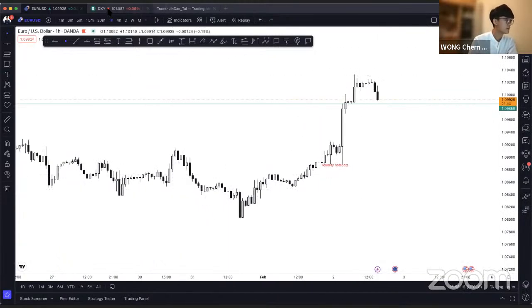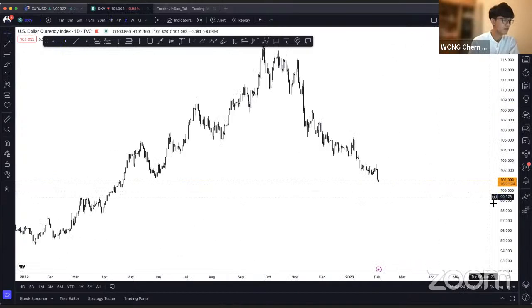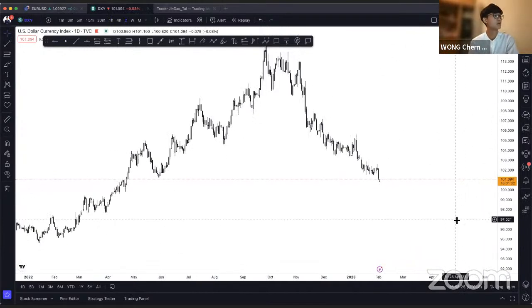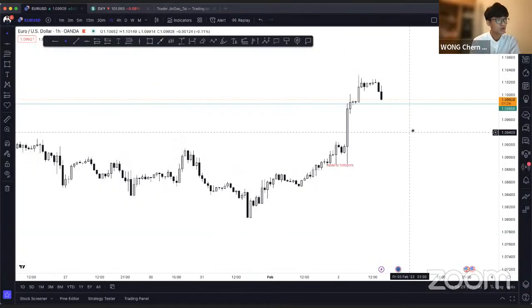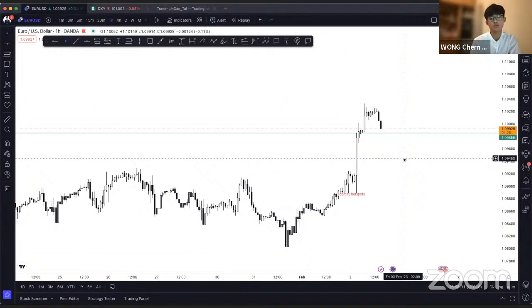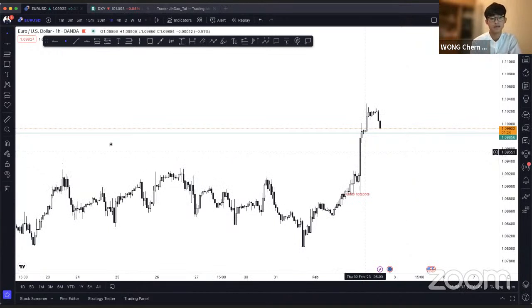Also, as I've mentioned, the euro dollar chart follows the DXY chart very, very closely. That's the reason why on the DXY chart we see very strong bearish momentum coming in, and that would directly translate to some very strong bullish momentum coming in onto the euro dollar, guys. It would translate to that.